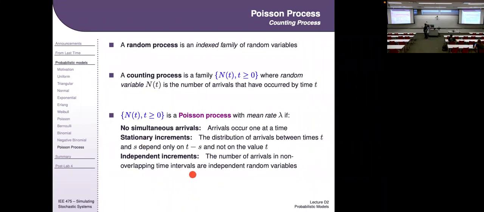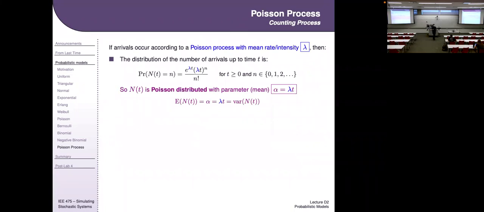And independent increments. So the number of arrivals in non-overlapping time intervals are independent. So if you look at the random variable from 1 to 4, and you look at the random variable from 5 to 8, because those are mutually exclusive, then knowing how many arrived from 1 to 4 does not give you any information about how many arrived from 5 to 8. So technically that's all we need to describe a Poisson process. If we have that, then we end up getting those other definitions.